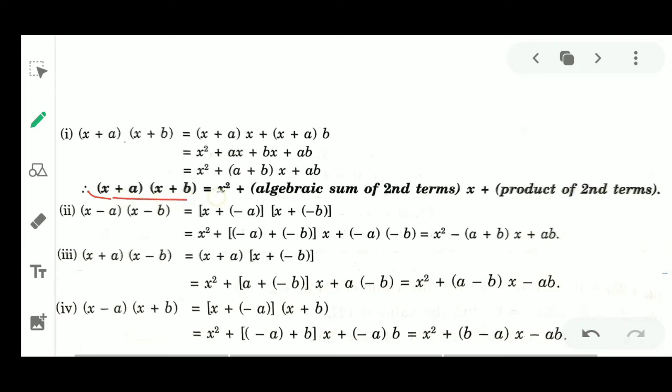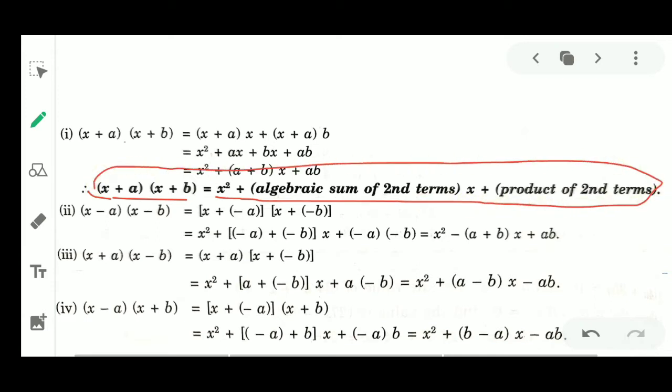(x + a)(x + b) = x² + (algebraic sum of second terms)x + product of second terms. Okay, so if the question is like (x − a)(x − b), here x − a can be written as x + (−a) and x + (−b). Now you'll get the form of (x + a)(x + b). So now put it into the formula. This will be x² + algebraic sum of second terms, that is −a and −b, into x + product of second terms, that is (−a) into (−b).